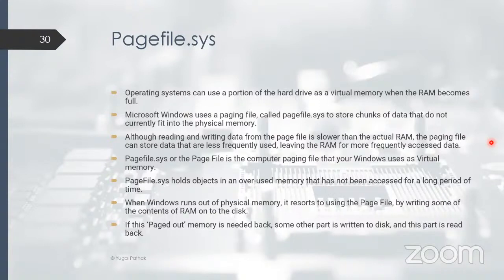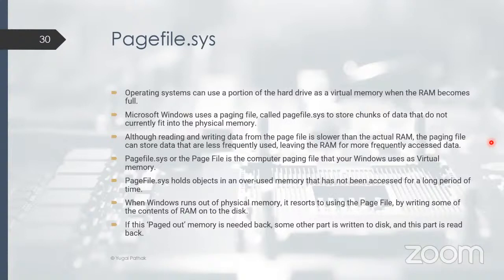is very important, because Microsoft uses a paging file, which stores chunks of data that are going into the physical memory. So whenever there is a larger amount of data which cannot directly fit into the RAM, we store it in the page file. The page file is actually a part of our hard disk which is being used as virtual memory.